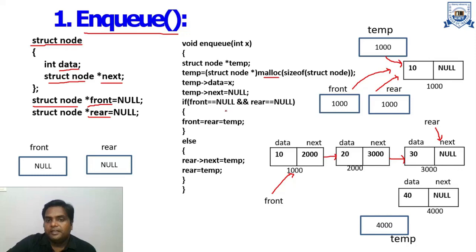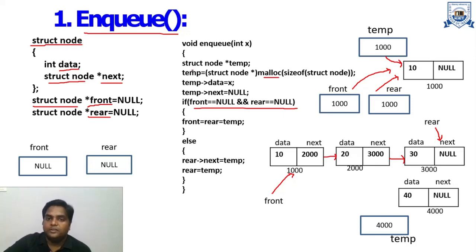Then we check if front equal to null and rear equal to null. This condition is basically used for checking whether the queue using linked list is empty or not. If this condition is true, that means your list is empty, and this is your first element. So front is equal to rear equal to 10. Now front and rear both point to this very first node. Now again, let's suppose you want to insert another element, that is 20.